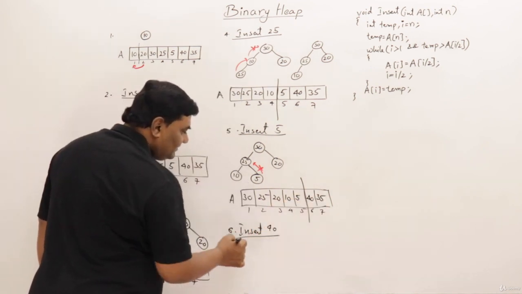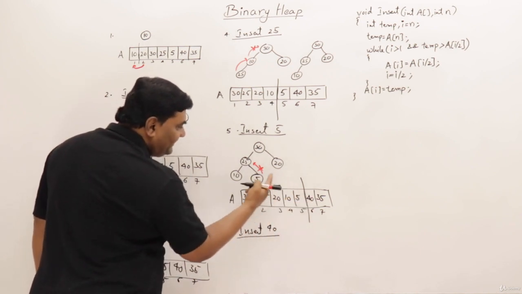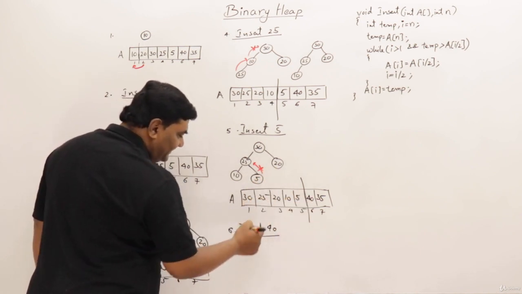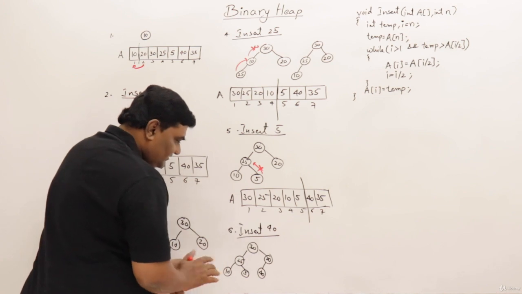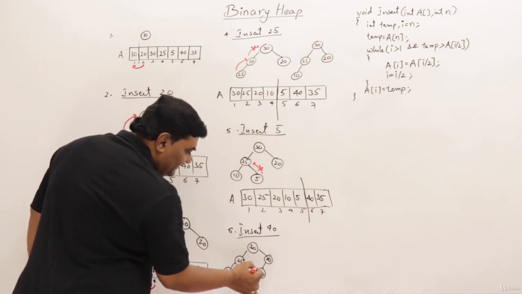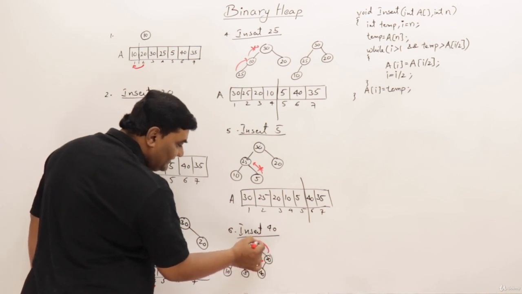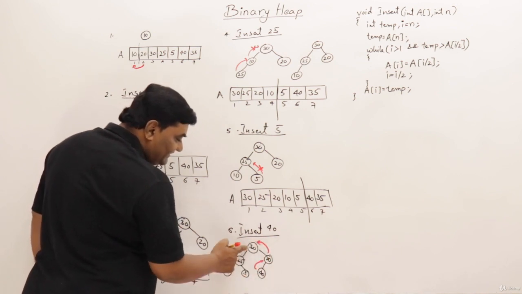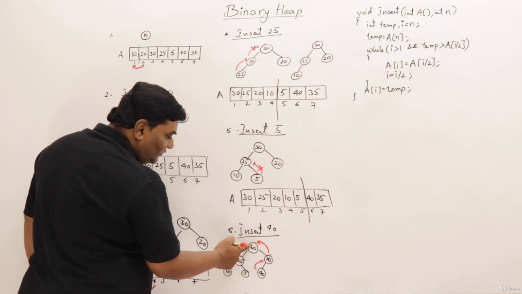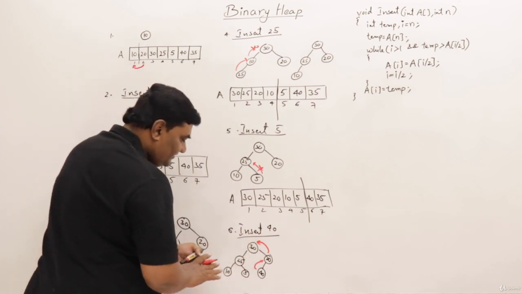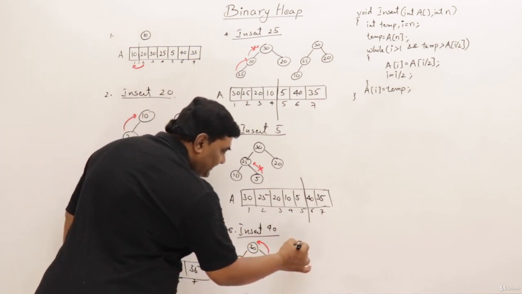When we are inserting 40, 40 gets inserted as a left child of 20. So I will draw it. So 40 is here. It will be compared with 20. It is greater than 20, so it will be swapped. And further compared with the parent. It is greater than 30 also. So 40 will move up until it reaches the root. So 40 reaches the root.